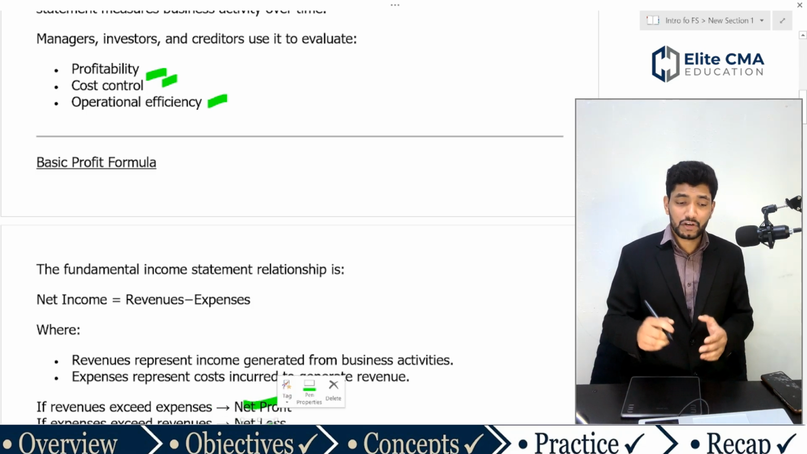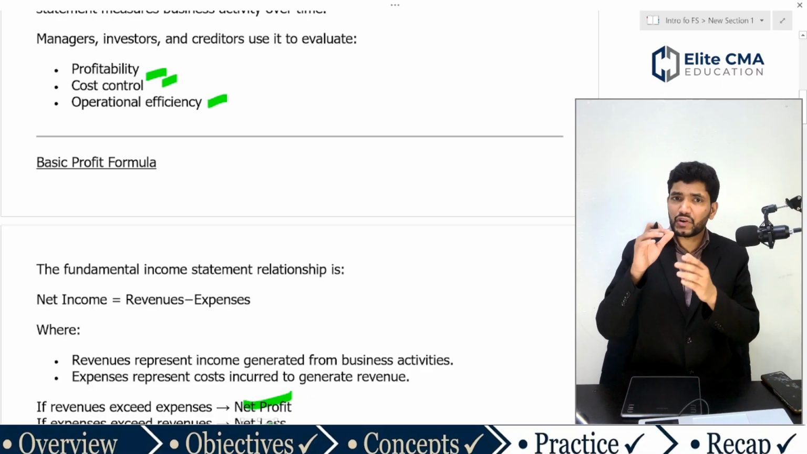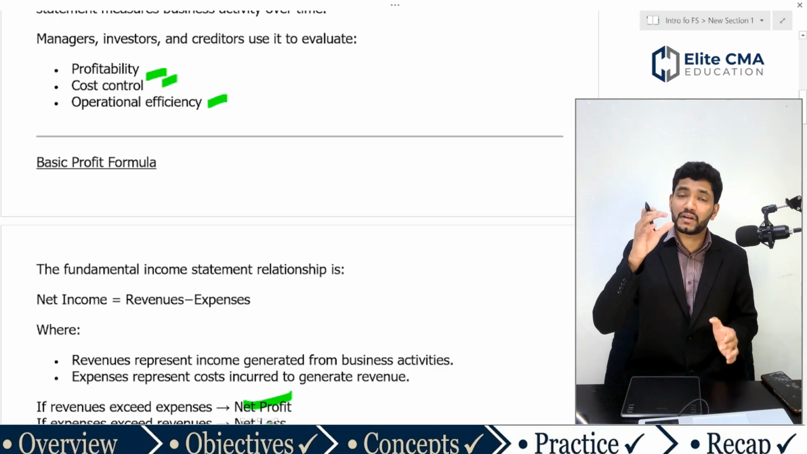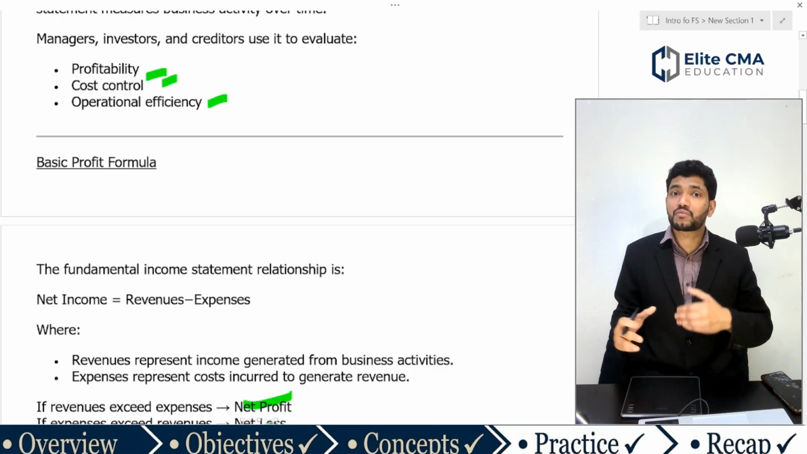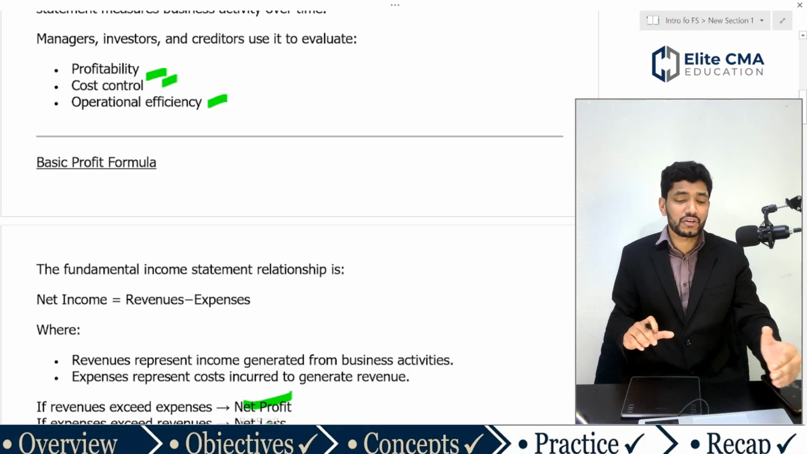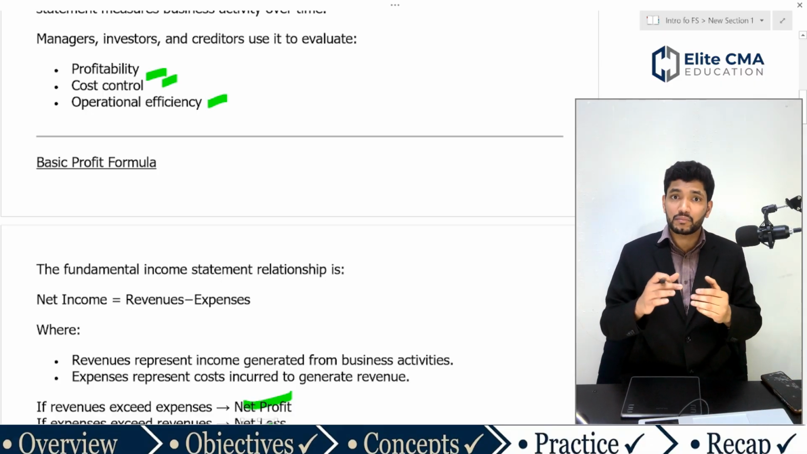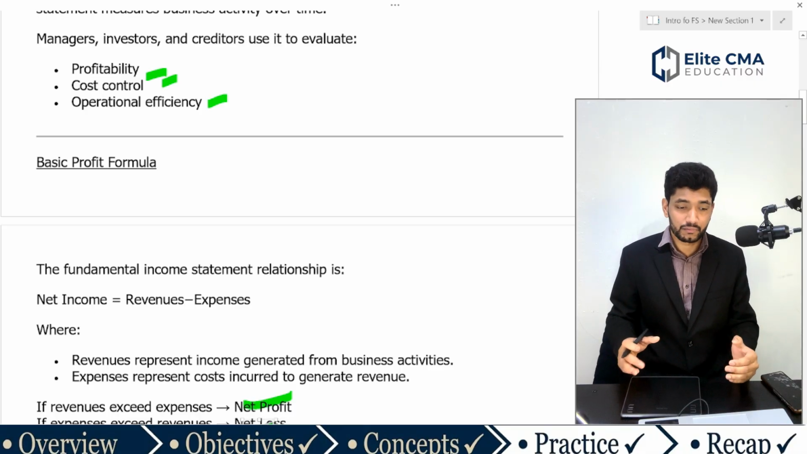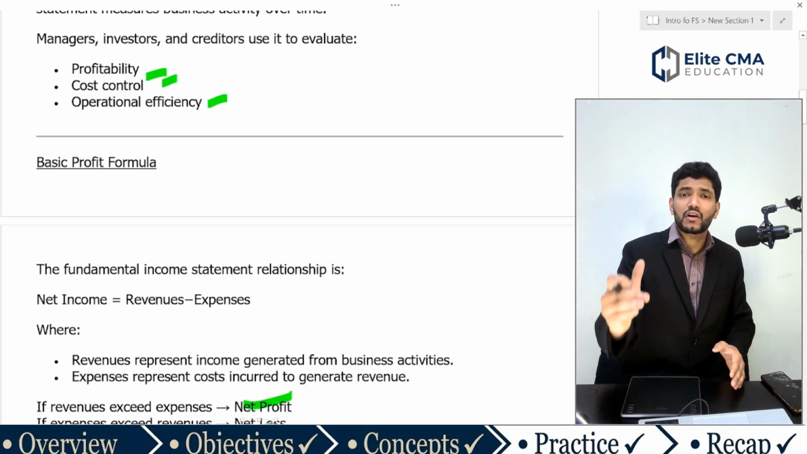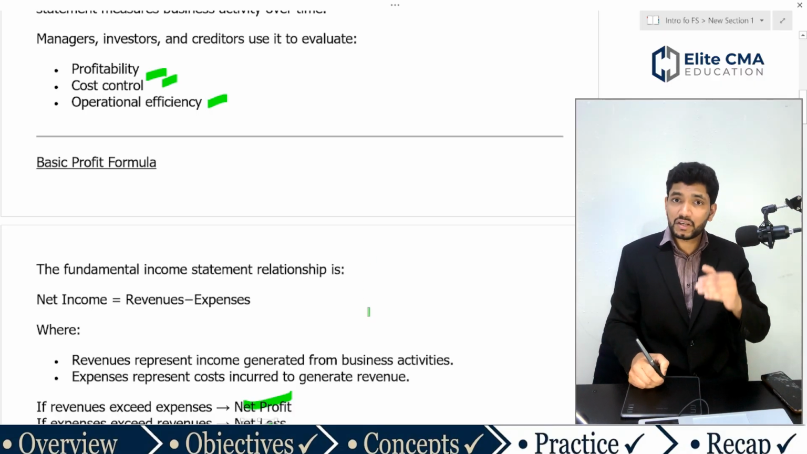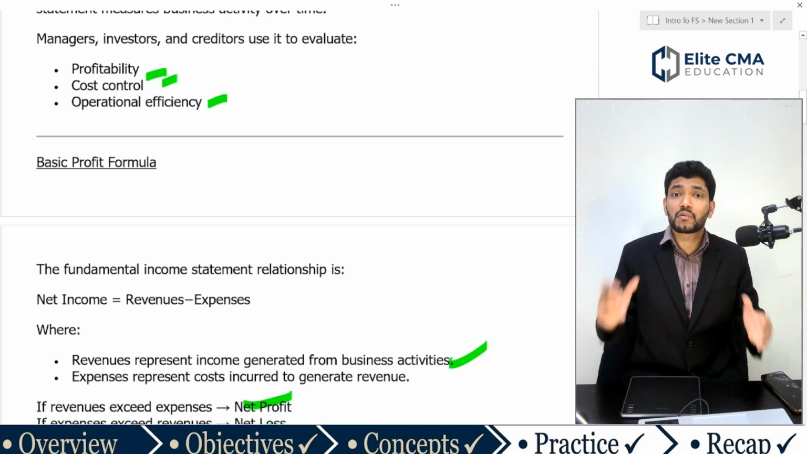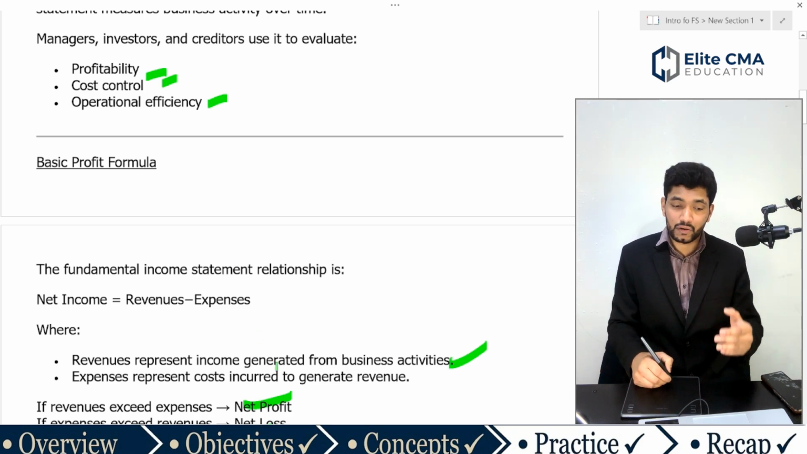What is revenue? Revenue, or what we call sales, represents the income generated from a business activity. Suppose a company focuses on a subscription business or any other type of business, the sales generated from the business activity is what we call revenue. And what are expenses? Expenses represent the cost incurred to generate the revenue. Revenue is the income generated from the business activity, and there should be some cost to generate this revenue, which we call expenses.